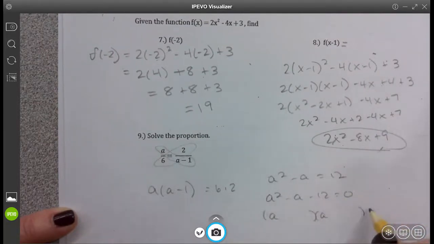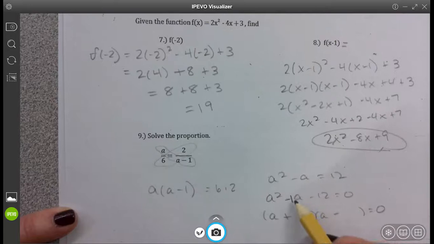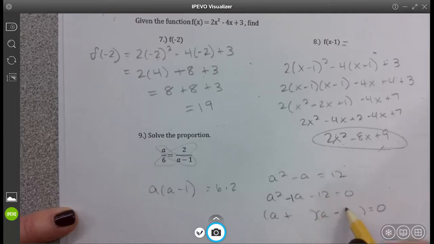How do you get a negative 12? Well, one thing has to be positive and one thing has to be negative. The larger number will be negative. We need a negative 1. So what two numbers that give you 12 are going to be close to 1? If I pick 6 and 2, I'll never get a 1. If I pick a 12 and 1, I'll never get a 1. If I pick 4 and 3, that will give me negative 1. So let's check. A squared, check. Negative 4a, positive 3a, negative 1, 3 times 4, 12.